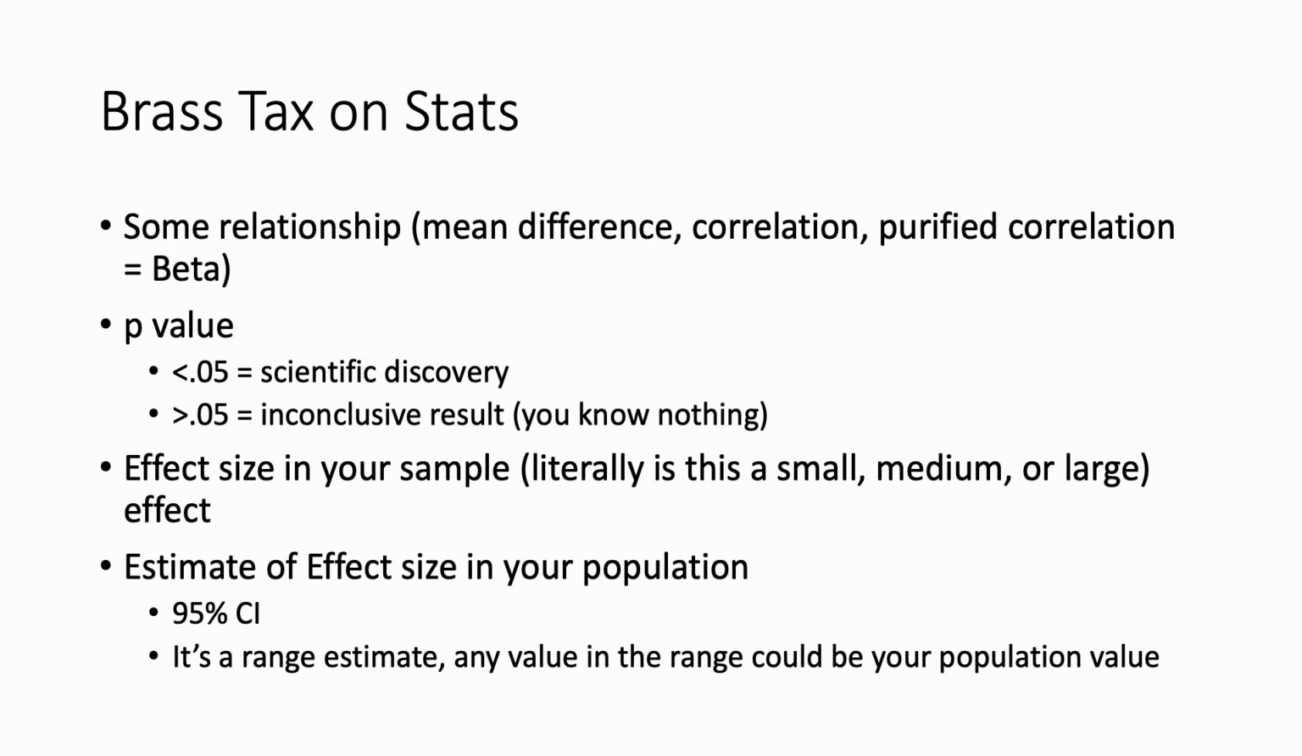And then you get an estimate of your effect size in your population, which is your 95% confidence interval of your effect size. So that could be your 95% CI of Cohen's d, or your 95% CI of your correlation, or your 95% CI of your beta. Now, it is a range estimate because there's two values. Any value in the range could be your population effect size. Now, what is multiple regression?